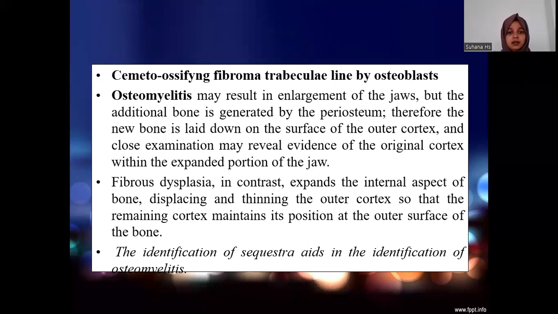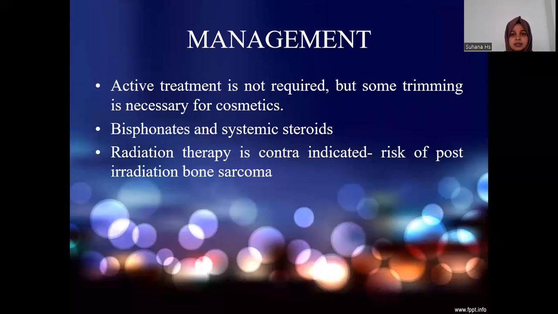Next is osteomyelitis. It may result in enlargement of the jaw, but the additional bone is generated by the periosteum. Therefore, the new bone is laid down on the surface of the outer cortex. Fibrous dysplasia, in contrast, expands the internal aspect of the bone, thinning the outer cortex so that the remaining cortex maintains its position. The identification of sequestra aids in identification of osteomyelitis. Sequestra is nothing but dead bone that can be seen in osteomyelitis.